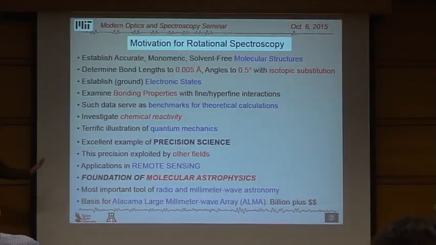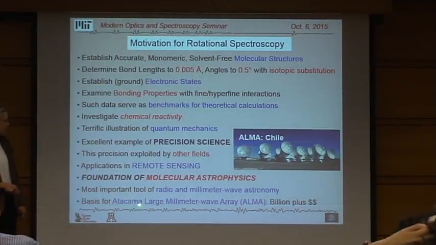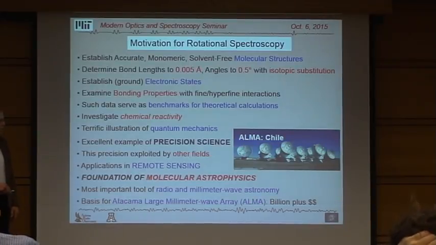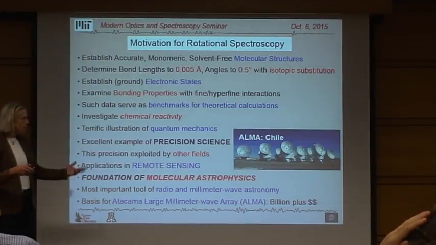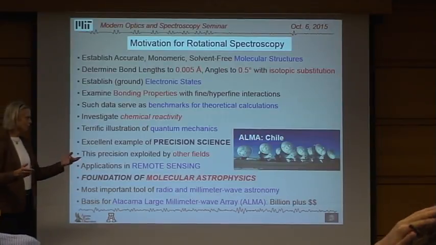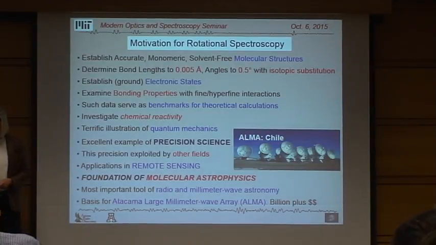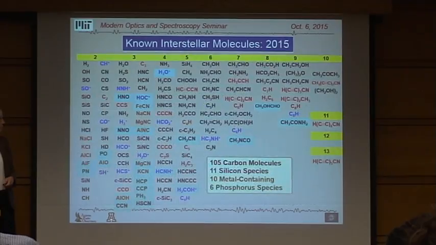It's the most important tool for radio and millimeter wave astronomy. And it was the impetus for building this large radio telescope called the Atacama Large Millimeter Array, or ALMA. This is the most expensive astronomy project in the history of the National Science Foundation. It basically is 50 telescopes used to make images of rotational spectra of molecules. Okay. So without rotational spectroscopy, we never would have built ALMA.